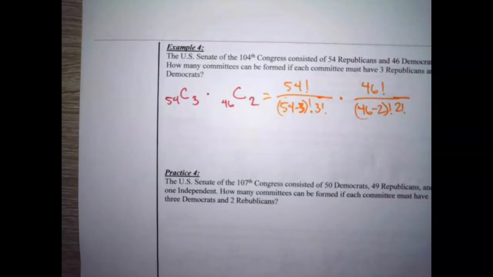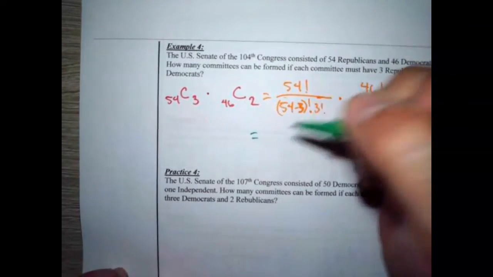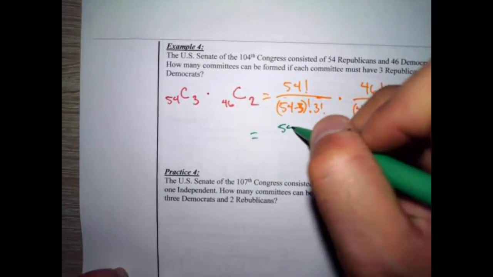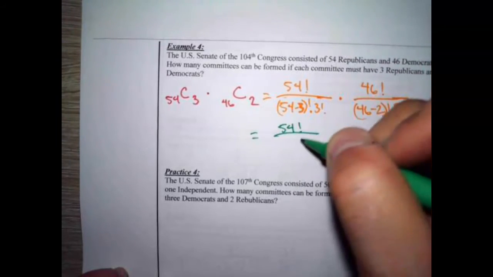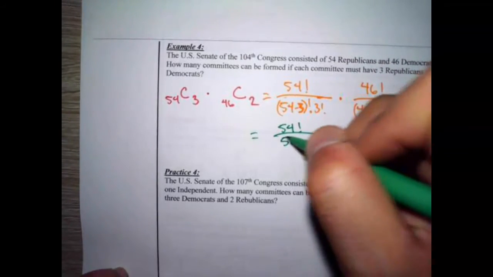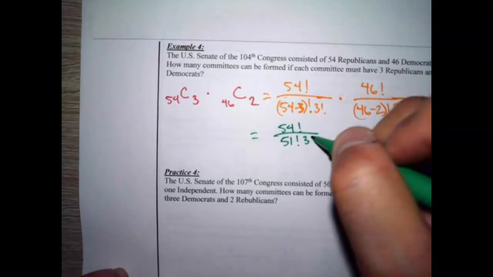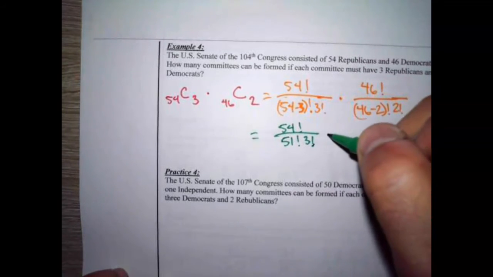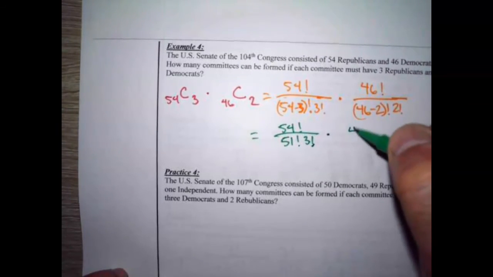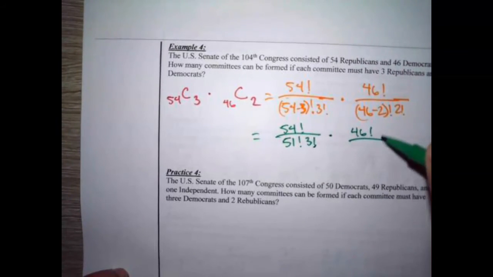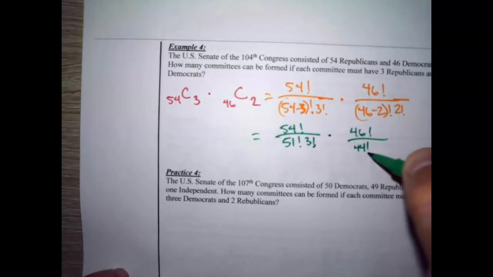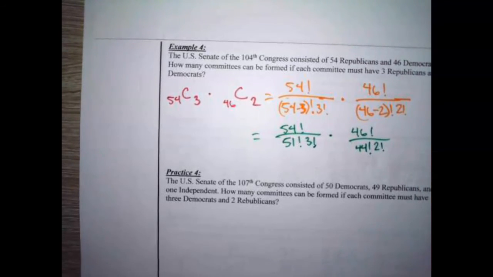So, hopefully we'll be good with space here. The first one, 54 factorial over 51 factorial times 3 factorial. And over here, 46 factorial over 46 minus 2, which is 44, factorial, and then a 2 factorial.